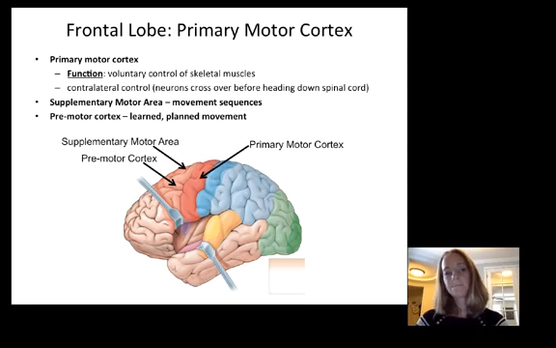In front of the primary motor cortex, we have some more complex association areas. We have the supplementary motor area, which helps with sequences of movement. So maybe ballet dancers might have a very good supplementary motor area. The premotor cortex, which is a lot of learned and planned movements.